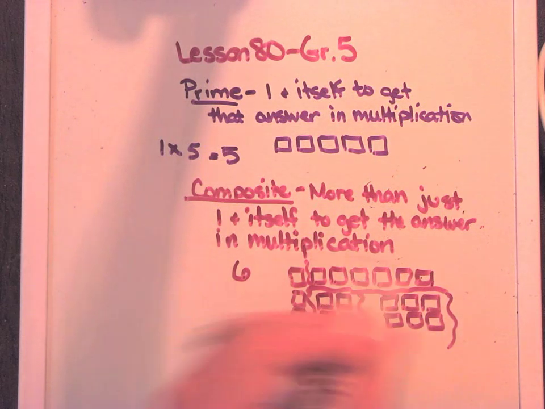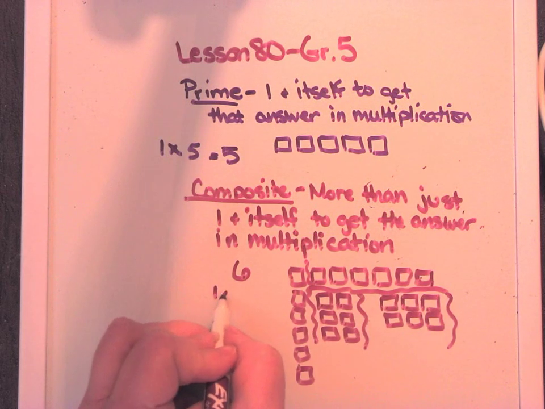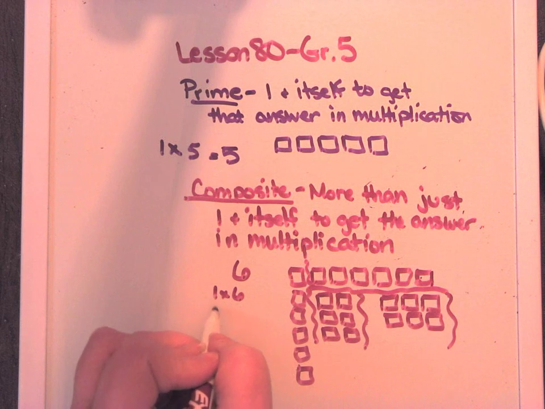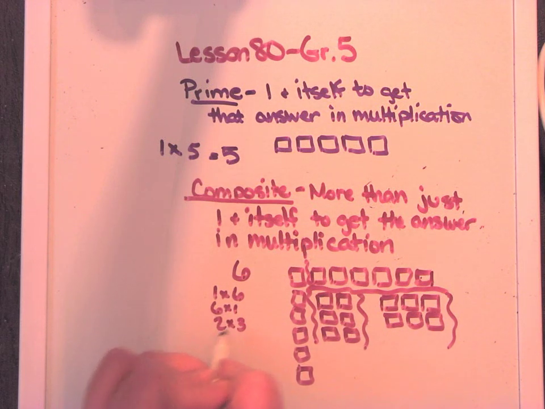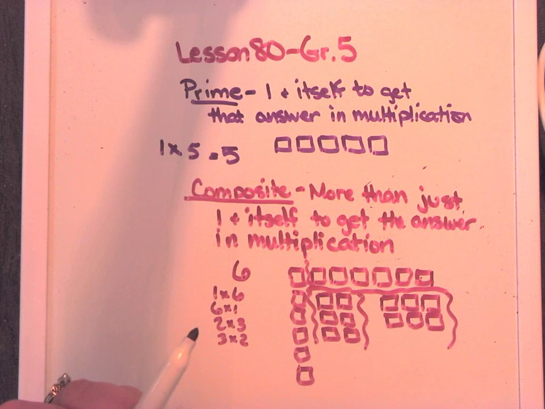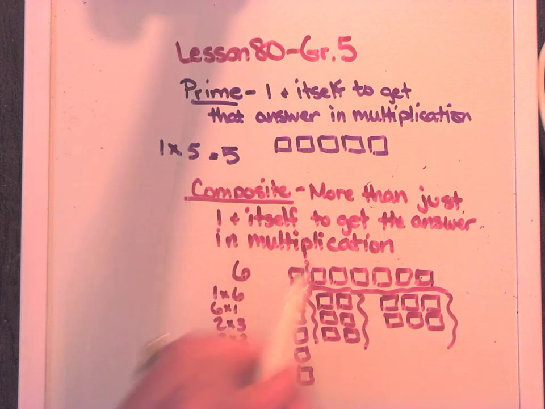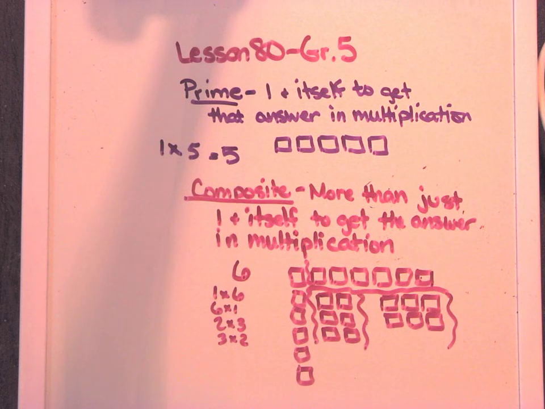Alright, so really what we have is 1 times 6, or the same as 6 times 1, or we have 2 times 3, or 3 times 2. We only put 1 once because we don't need to have them multiple times. So I could use 1 and 6 or 2 and 3 to get to 6. That makes it a composite number. Okay, so a composite number is going to have more than just one way to get that answer. A prime number only by itself.